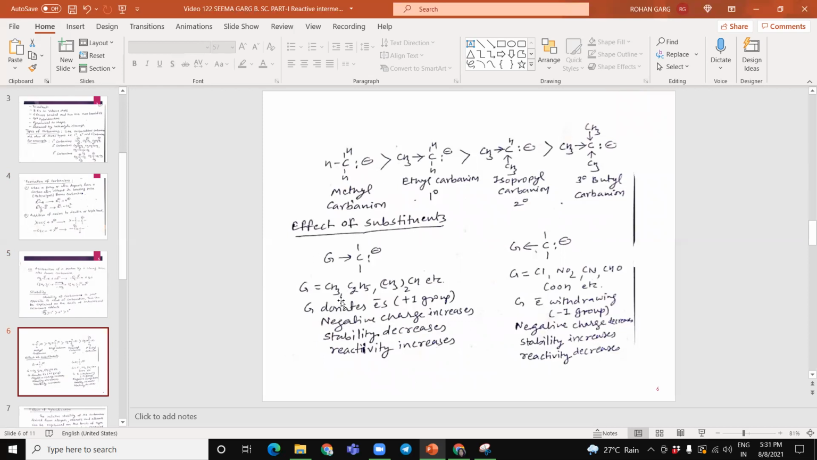Effect of substituent. If electron donating groups are attached to the carbanion, negative charge increases, stability decreases, reactivity increases. Whereas if electron withdrawing groups are attached to the carbanion, negative charge decreases, stability increases, and reactivity decreases.